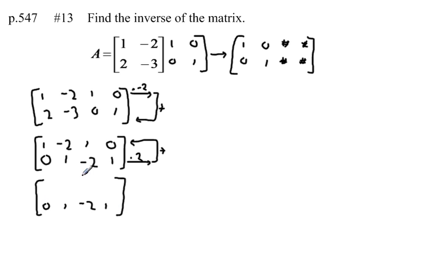I'm going to have a new top row. Multiplying everything on the bottom by 2, I get 0 times 2 is 0, plus 1 is 1. 1 times 2 is 2, plus negative 2 is 0. Negative 2 times 2 is negative 4, plus 1 is negative 3. And 1 times 2 is 2, plus 0 is 2. So these last four numbers here are the inverse of matrix A. So the inverse of matrix A is negative 3, 2, negative 2, and 1.